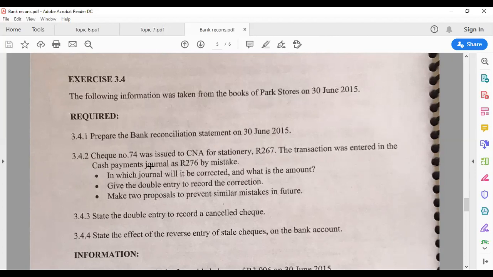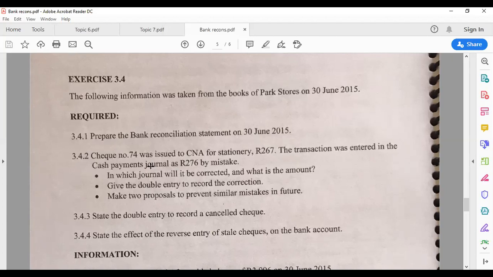Okay, so that was a little swap around of our figures. It happens on a regular basis. So we're just going to correct this error. In which journal will it be corrected and at what amount? Give the double entry to record the correction. Make 2 proposals to prevent similar mistakes in future.